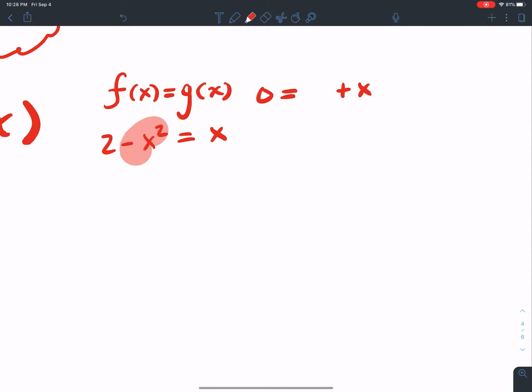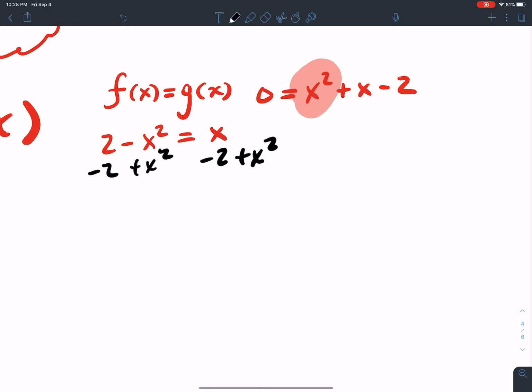What I'm going to do is move the x squared to the other side, and move the 2 to the other side. The opposite of negative x squared is plus x squared, and the opposite of 2 is negative 2. So I'm subtracting 2 and adding x squared to both sides. So I have 0 equals this thing right here.